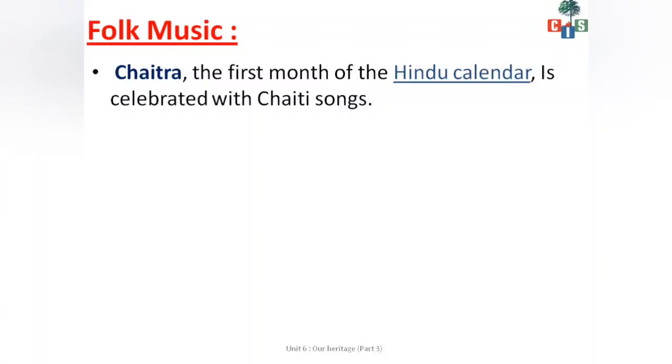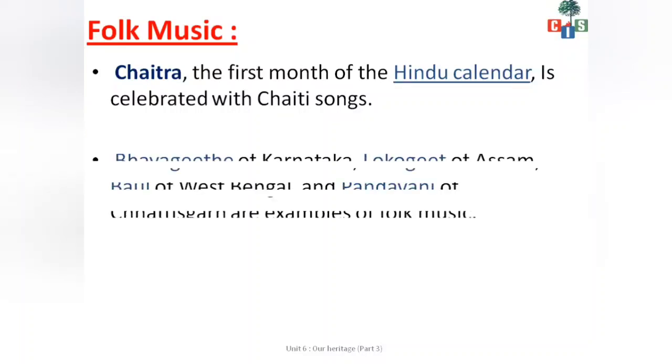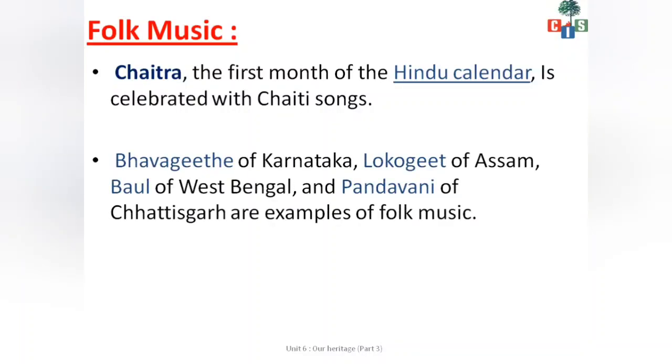What it means, children, is that Chaitra is the first month of the Hindu calendar. As in the English and the Gregorian calendar we have January, in the same way in the Hindu calendar there is Chaitra. So from the first month we start celebrating folk music with Chaiti songs. Chaiti songs are folk music. See, examples of different styles of folk music are given: Bhavgeet of Karnataka, Lokgeet of Assam, Baul of West Bengal, Pandvani of Chhattisgarh are examples of folk music.